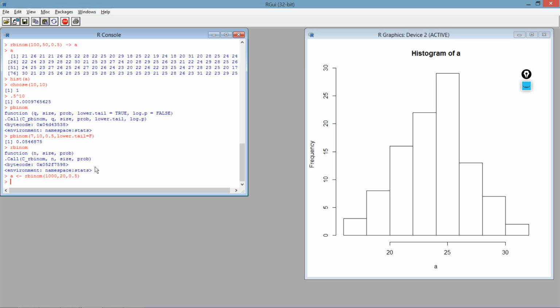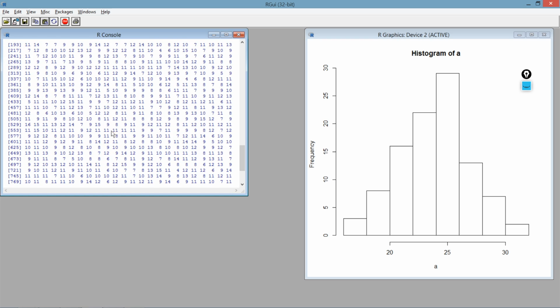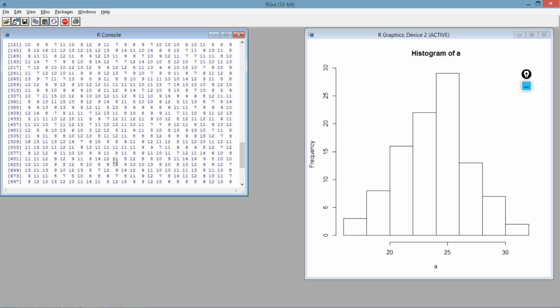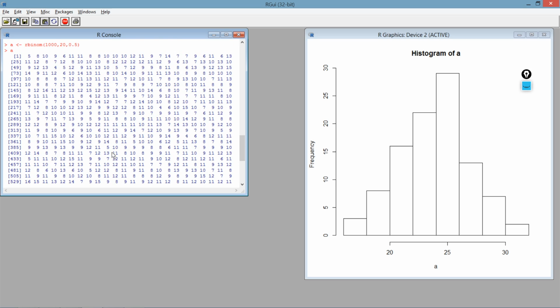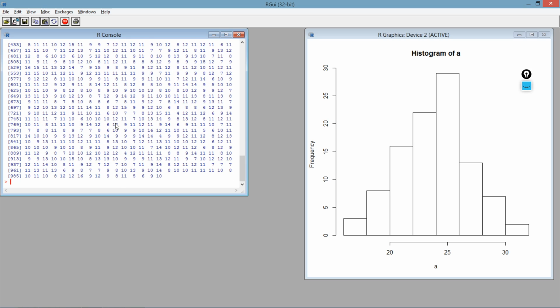And if I hit a, these are all my results. This is 1,000 grouped results. So you can see in here, for example, I'm trying to look for a 20 in here or something. Didn't I get any 20s? Did I get no 20s? Let's try it again.